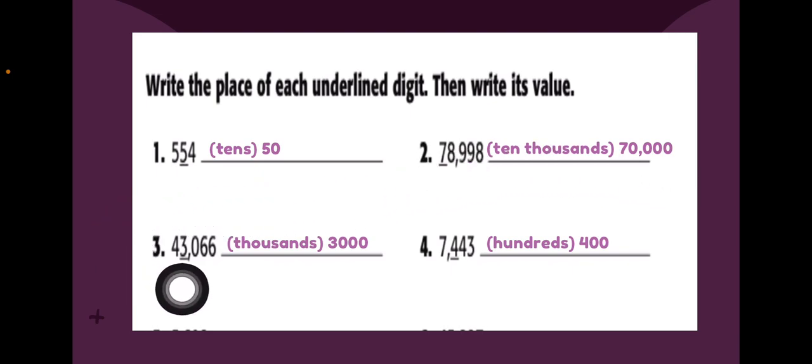Okay. Then the next one, can you do it? 43,066. Now the 3 here is in the thousands house. The place value of the 3 is in the thousands. Now the thousands have 3 zeros. So it will be 3,000.